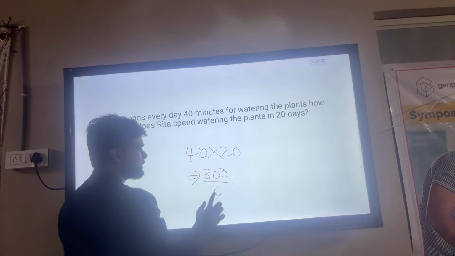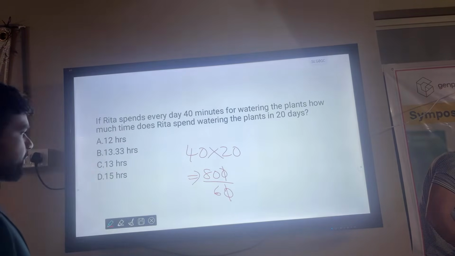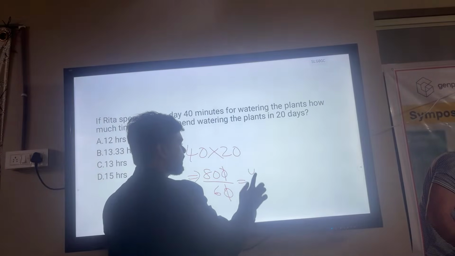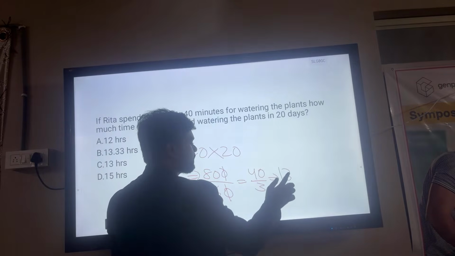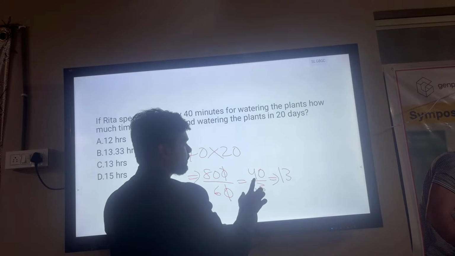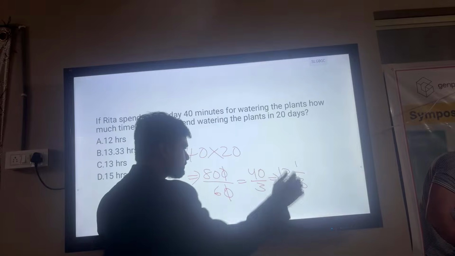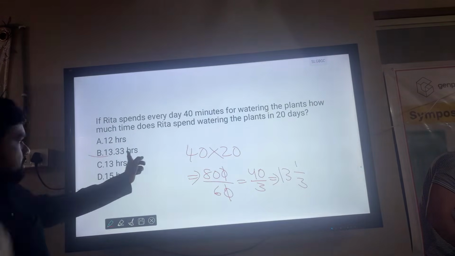How can we convert minutes into hours? Divided by 60. So what is the value you can get? 800 by 60, nothing but what? 40 by 3. 40 by 3 is nothing but 13, and 1 is the remaining. So what is the answer? 13.33 hours.